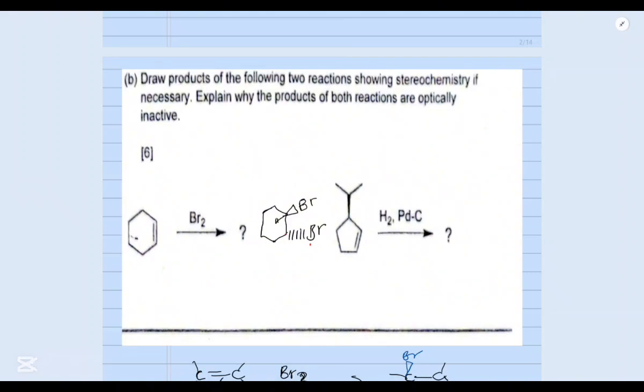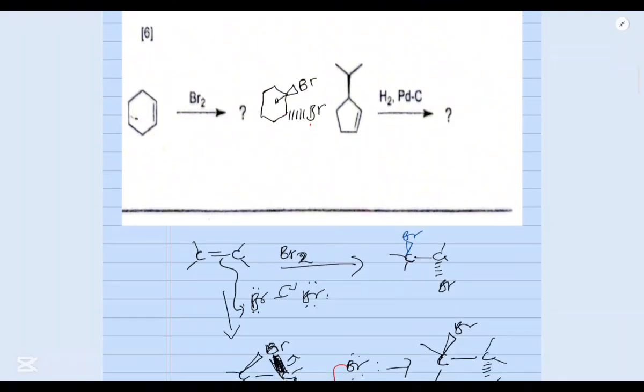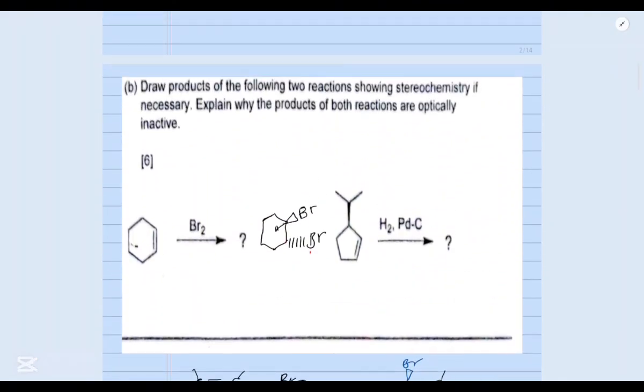So these cancel each other, resulting in a product not being optically active, because they are mirror images, they are enantiomers. They are mirror images of each other. So they tend to cancel each other, resulting in the product not being optically active. Question 2. Question 2 here.